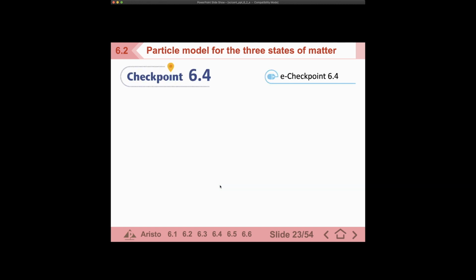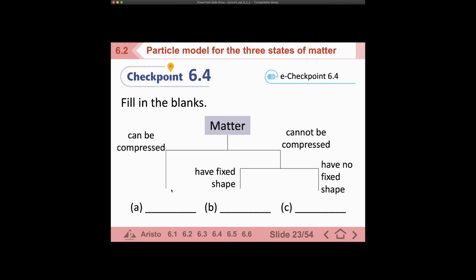So for this one, you're going to check your understanding. Just put down the answer on a paper and then you check it. This will be gases because it can be compressed. For those that cannot be compressed but with a fixed shape, this is a solid. And the last one will be liquids.